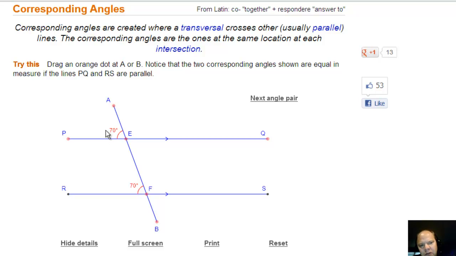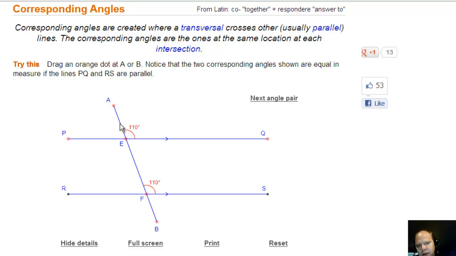So for instance, you'll notice these two angles here, angle AEP and angle EFR. Those two angles are both 70 degrees. Those angles are corresponding angles. They're both above the parallel lines and they're both to the left of the transversal. Now, when this happens, when a transversal runs through parallel lines, there are four pairs of corresponding angles.